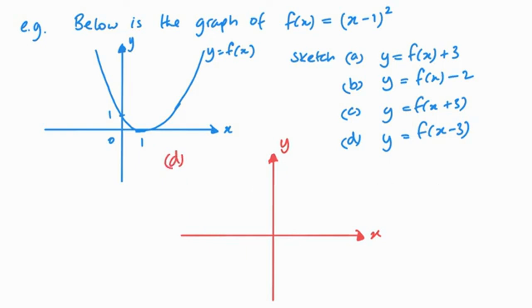And finally, part D, we've got x minus 3 inside my bracket. So as I said before, it affects my x direction, my horizontal direction, I go in the opposite direction I expect. So instead of minus 3 going to the left, it means that minus 3 goes to the right.